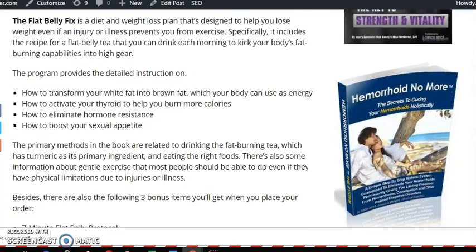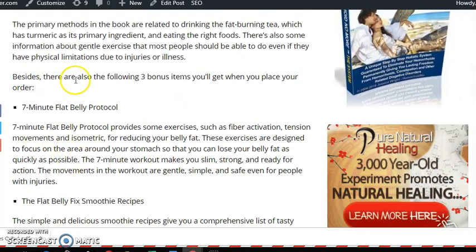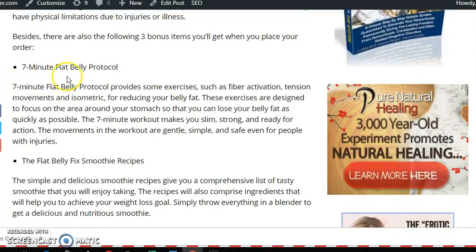Besides this, the program also brings you 3 bonus items. The first one is the 7 minutes fat belly protocol, a very simple exercise, such as fiber activation, tension movement, and asymmetric exercise. This procedure will help you to reduce your belly fat. The exercise is very simple, and even if you have an injury, you can still carry it out.